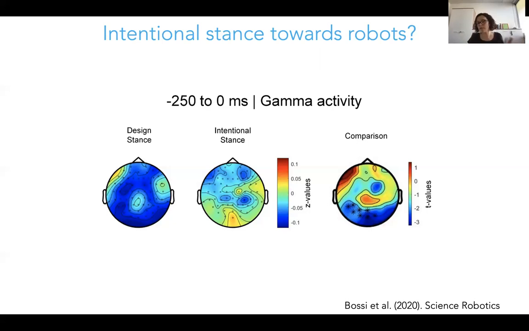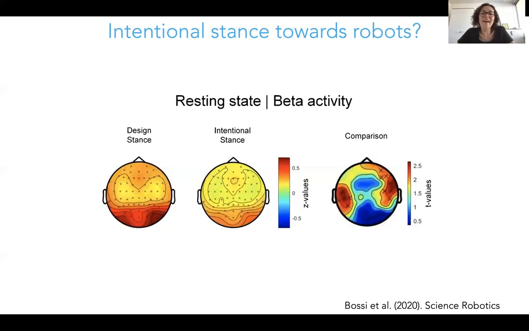Just try to relax for a few minutes and think about whatever you want to think. This is called resting state activity, neural activity, either in EEG or fMRI. And actually, we were able to predict from the resting state activity whether a given person would be more on the intentional side or more on the mechanistic side in terms of their choices.